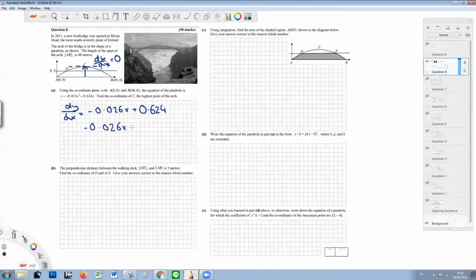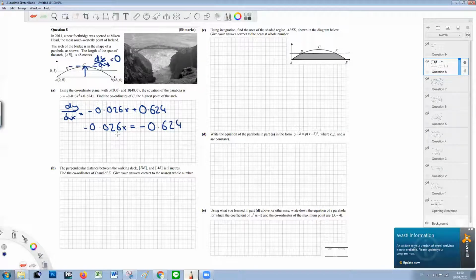0.026x is equal to minus 0.624 because I've let that equal to 0. And that should divide very easily. It doesn't. So that's actually going to be 24. So x is going to be equal to 24.